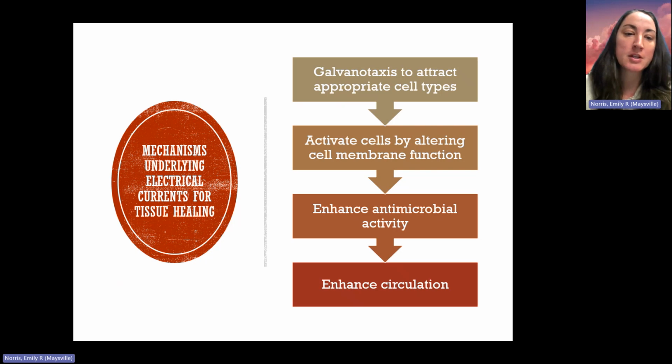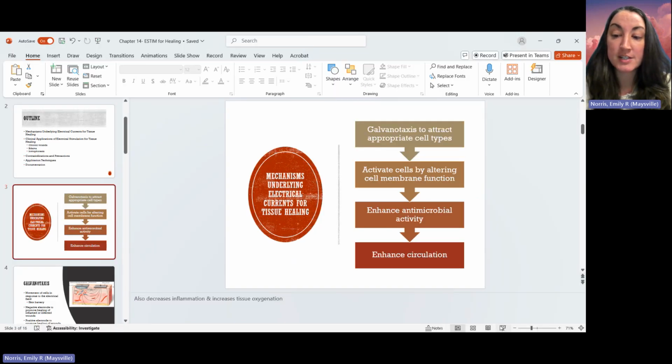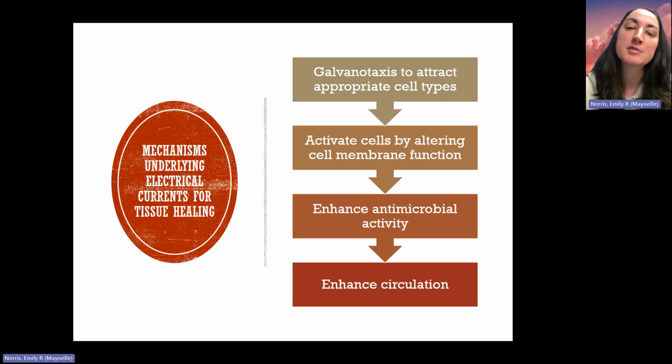The mechanisms underlying electrical current for tissue healing. So first is galvanotaxis, which I'll go over on the next slide, which attracts appropriate cell types to help with healing. Activate cells by altering the cell membrane function, enhance antimicrobial activity, enhance circulation. It can also decrease inflammation. And one more I wanted to say, increase oxygenation. So all of those together help with increasing wound healing.